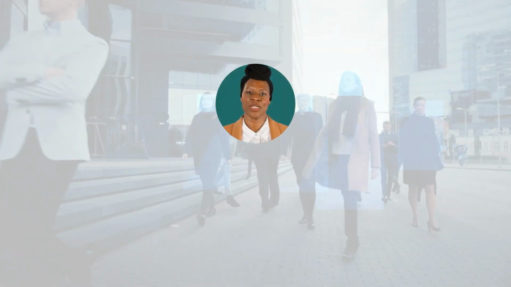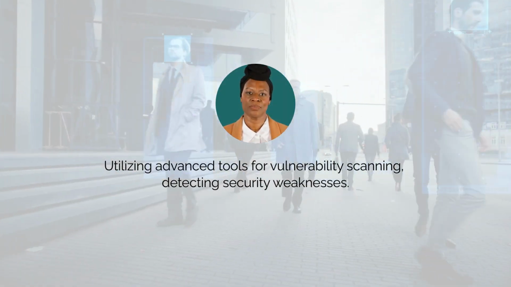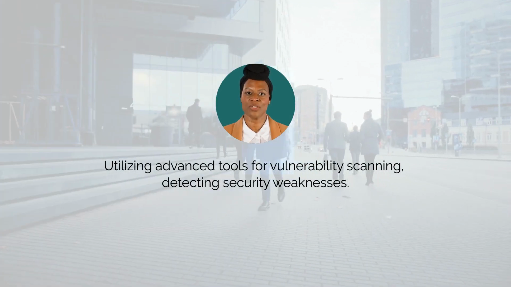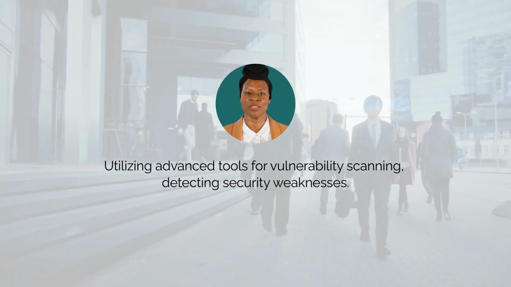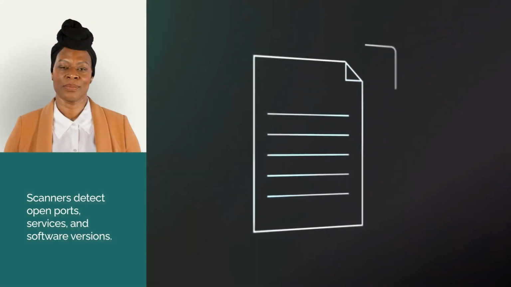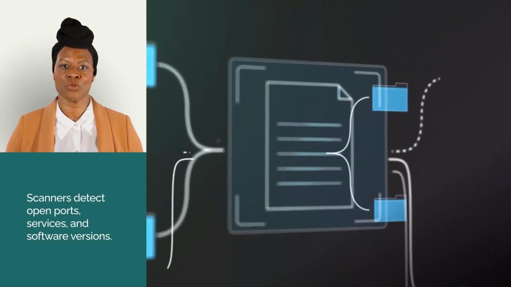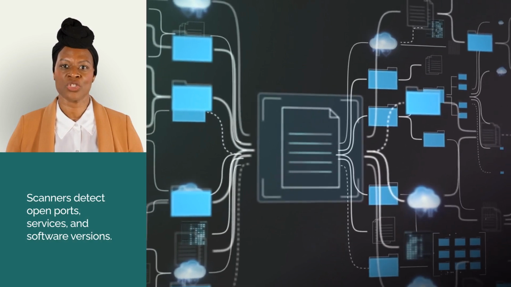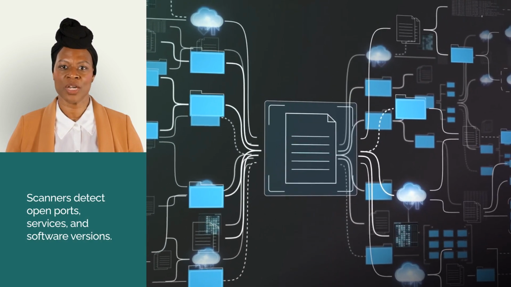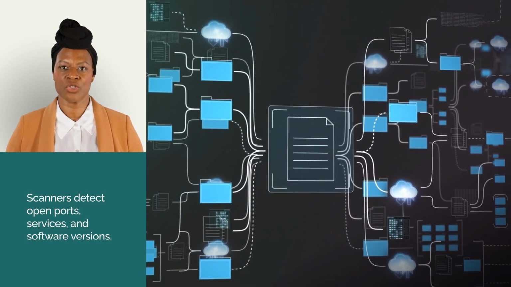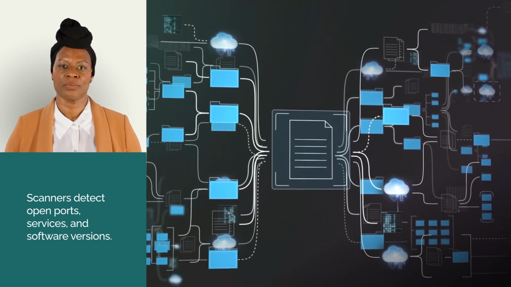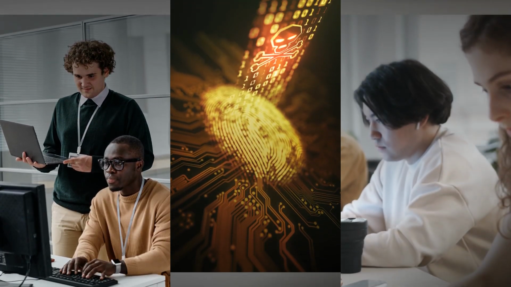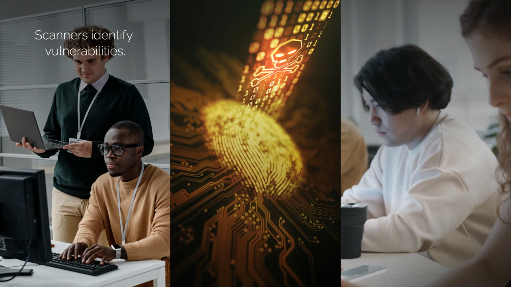Now, we move on to the actual vulnerability scanning. This is where we use tools to detect known security weaknesses in your systems. Scanners operate by dispatching probes towards various systems to collect essential information, such as open ports, actively running services, and the versions of software that are currently in use. Based on this data, scanners identify vulnerabilities.